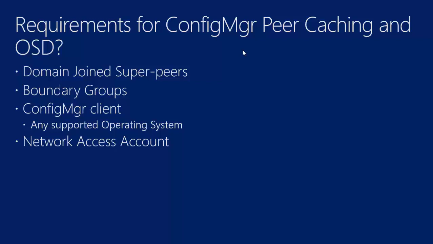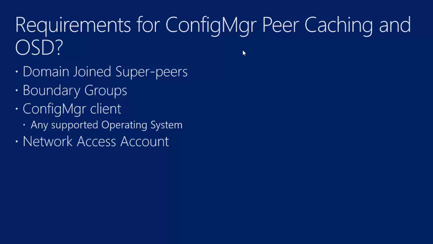Now, the super peers, the content source peers, must be domain joined machines. That does not mean that the machines that receive the content from the super peers are domain joined. A great example of that, specifically in the OSD scenario, is systems that are building during the Windows PE phase. During the Windows PE phase, those systems are not domain joined. They are the equivalent of workgroup joined. But in Windows PE, we can easily pull content from a super peer or content source peer, no problem. So that's a great example of that difference.